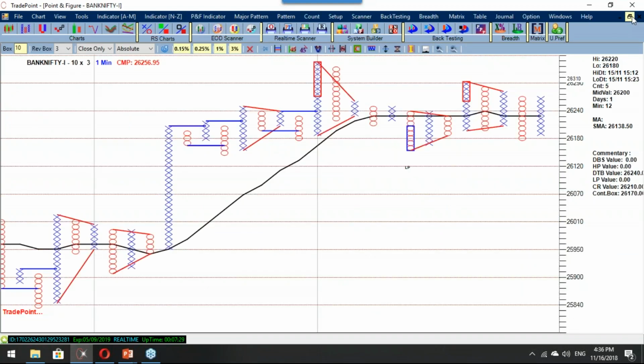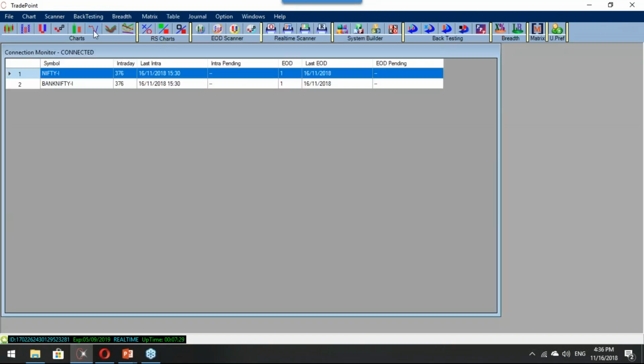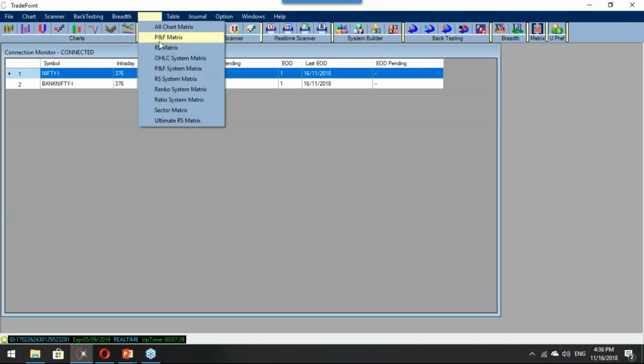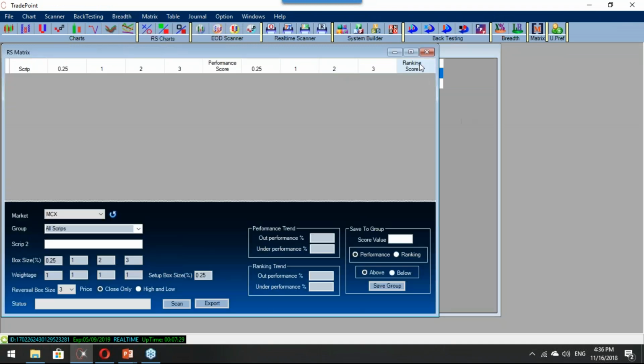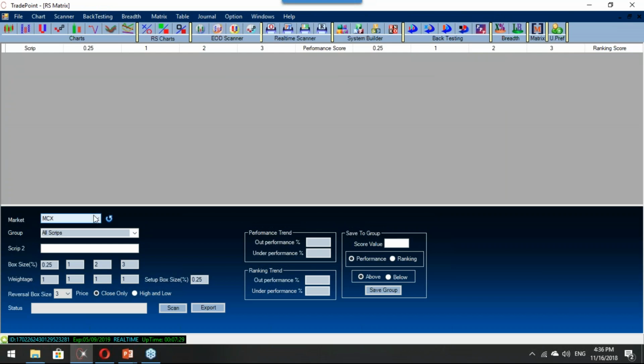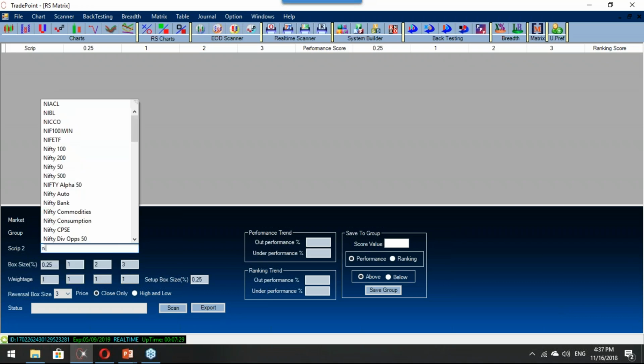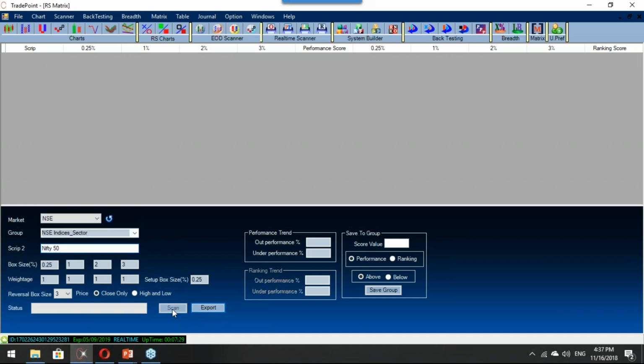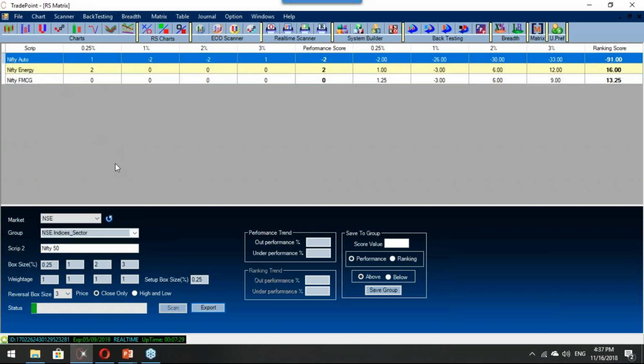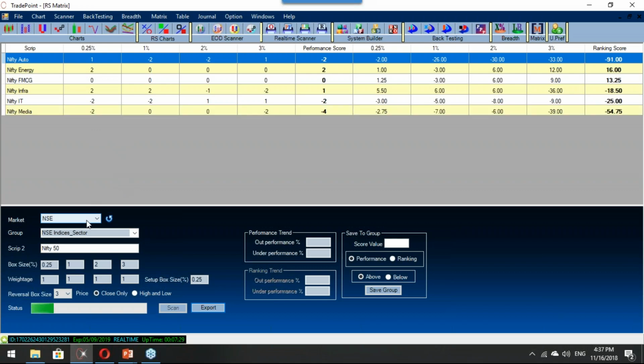And what we will also do is take a quick look at the relative strength matrix to find out which are the sectors that are doing well. So what we are trying to do is to find out the relative performance of individual sectors against the Nifty.